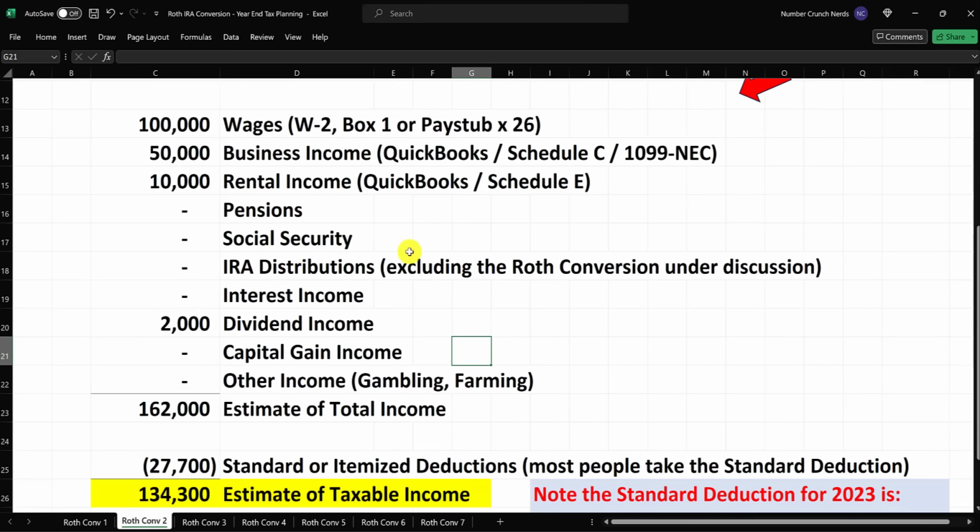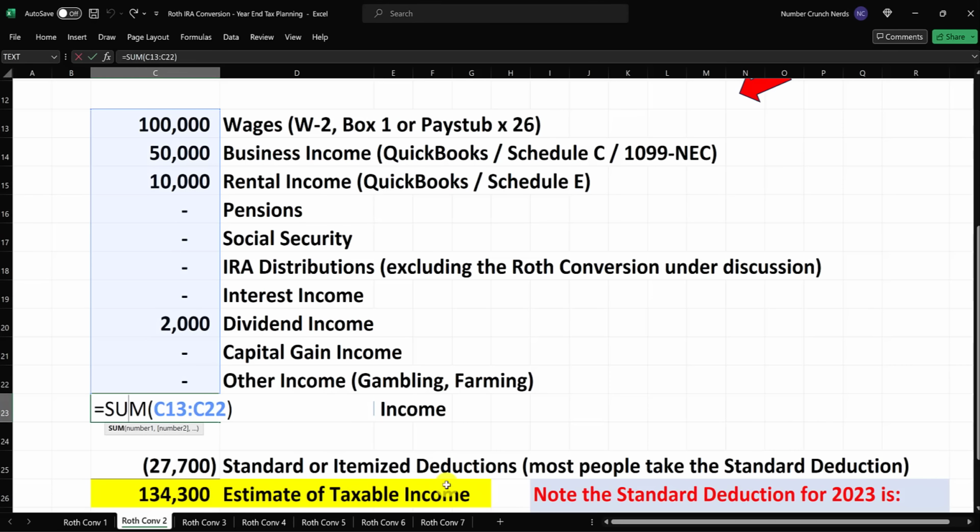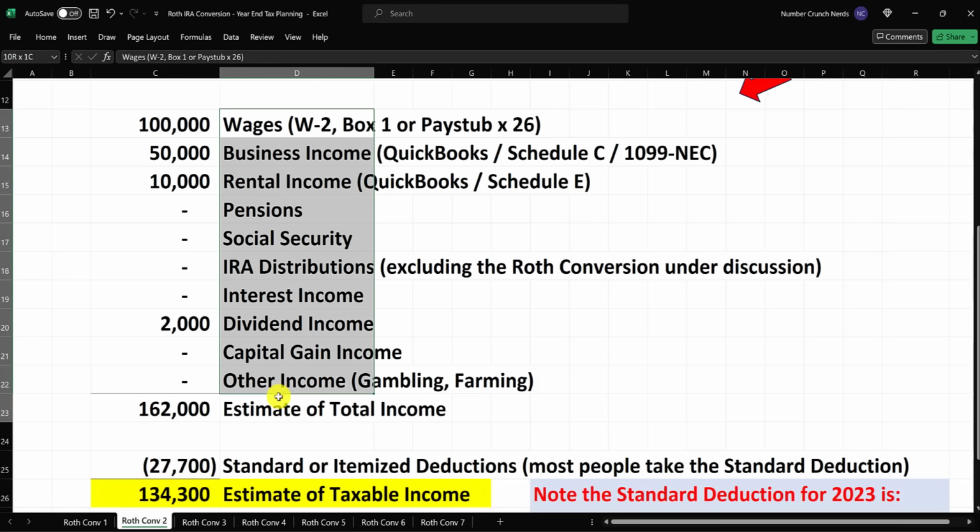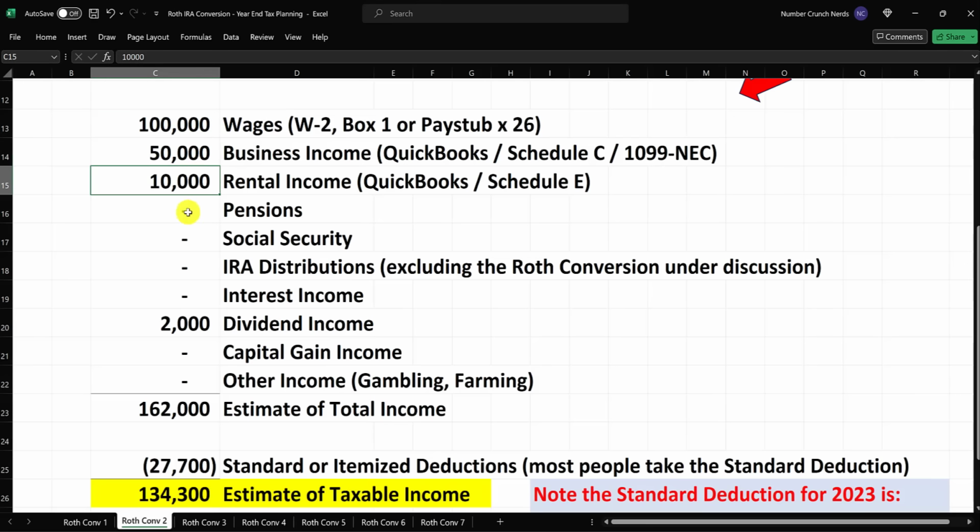The goal here is to estimate your taxable income for the current year. Let's say that this example, we're just going to say this is 2023. So this person has $100,000 wages, $50,000 business income, $10,000 coming from rentals. They're expecting $2,000 in dividend income for a grand total of $162,000. That is an estimate of the total income. So what you want to do is write down these categories and then put in the relevant amounts. If it's 0, just put 0. You don't have to have all of them, but you clearly will have some of these. And so you need to figure out what your estimate of total income is going to be for the year. Let's say for 2023 in this example.